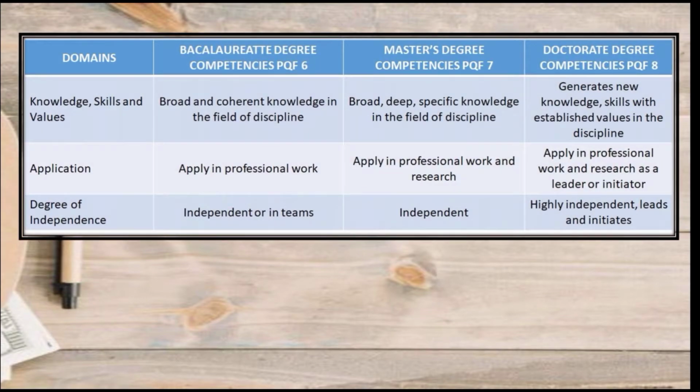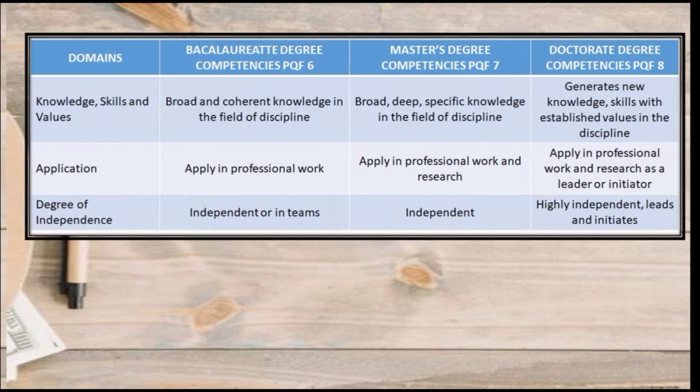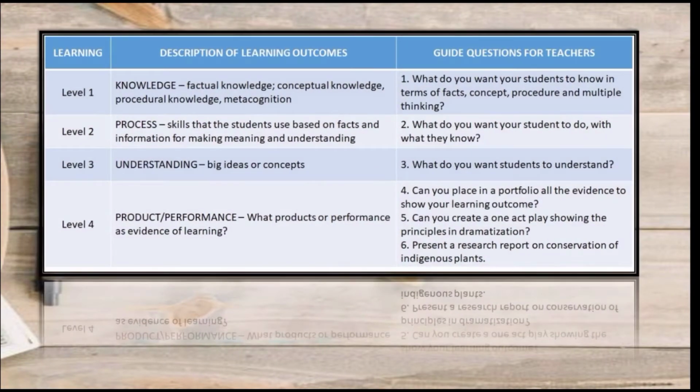Next, we also have here the 3 domains. We can also observe the same as level 1 and level 2 as the competency goes to level 8. The students become highly independent or apply professional work and research as a leader, and their skills also have an improvement. Here, with each specific level and description of learning outcomes, it has its own guide questions for teachers. And these questions are a kind of student-centered learning, for it focuses on students, and the educators really need to show some evidences for achieving the learning outcomes.